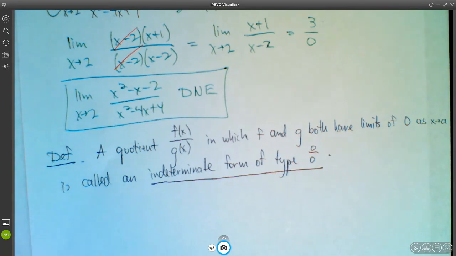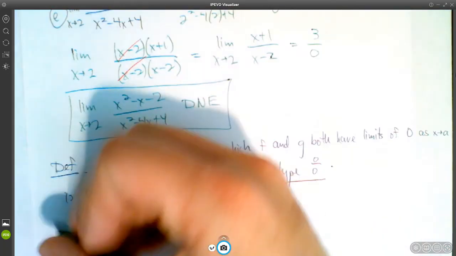So let me give you an example of something that has a radical in it, right? That goes along these same lines. So example 4.